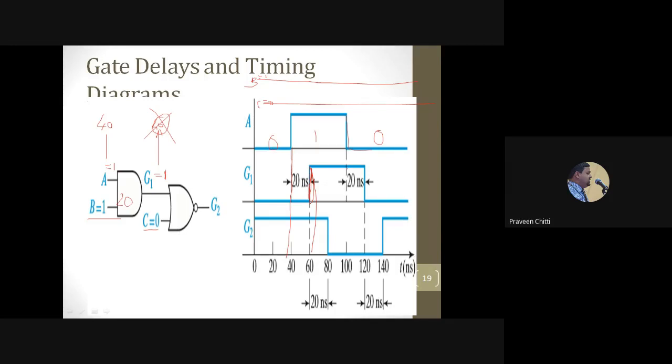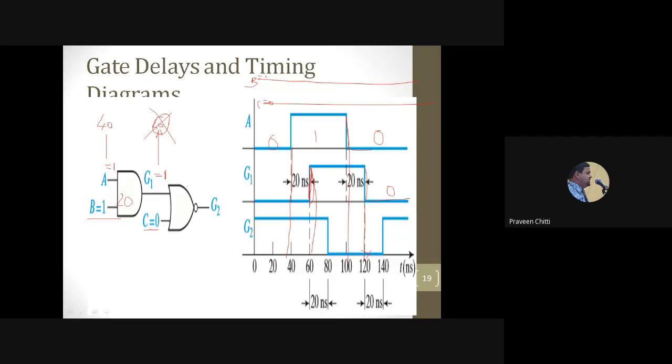Output of G1 should go to 0 at 100, but it will not go at 100, because this delay of 20 nanoseconds will again come here. And the output G1 will become 0 at 120. Though the input had changed at 100, output is changing at 120. So at 120, G1 becomes 0 and it remains 0. This is how the output G1 is obtained.